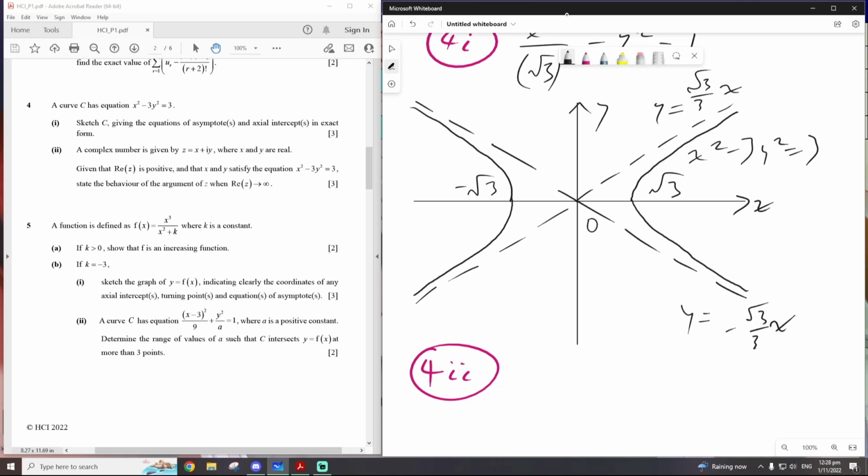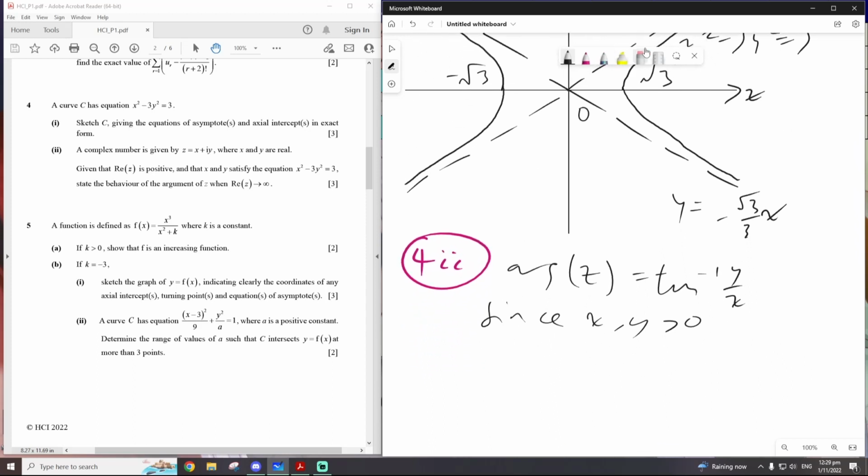We actually consider the fact that the argument is tangent inverse of y over x, right? So the argument of z is tangent inverse y over x. And this applies when x is positive. Y doesn't need to be positive, since x is greater than 0 from the fact that the real part of z is greater than 0.